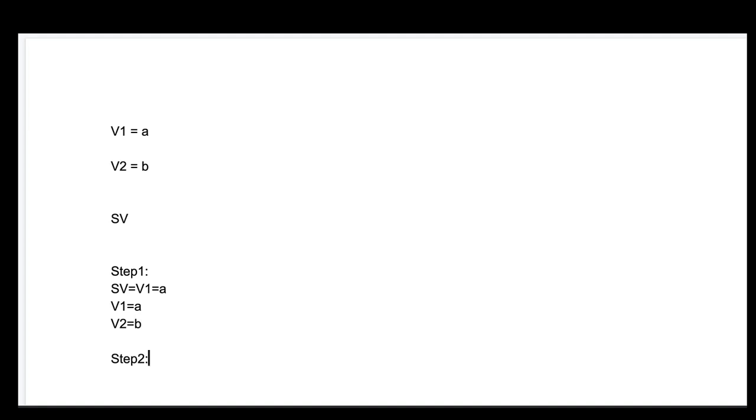Okay, and then in step 2, we want to change the value of variable 1 into the value of variable 2. That is to say, we assign variable 1 the value of variable 2. So now variable 1 equals B. And we have the swap variable, which equals A, and our variable 2 is equal to B.